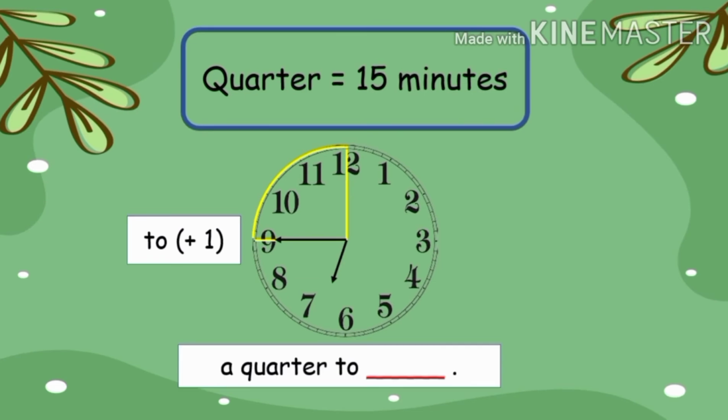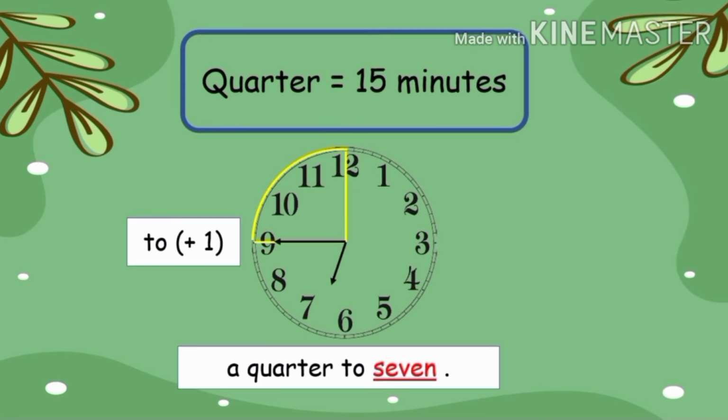The shorthand is pointing at 6 first. So, 6 plus 1 equals to 7. So, the answer is a quarter to 7. 6 o'clock and 45 minutes equals to a quarter to 7.